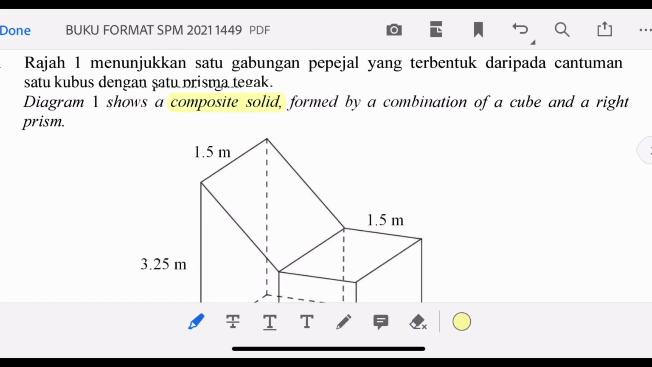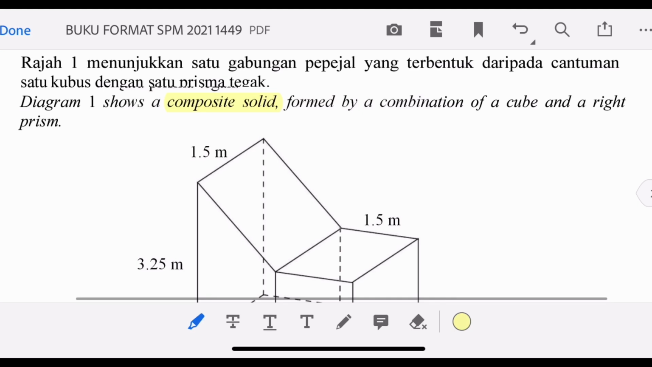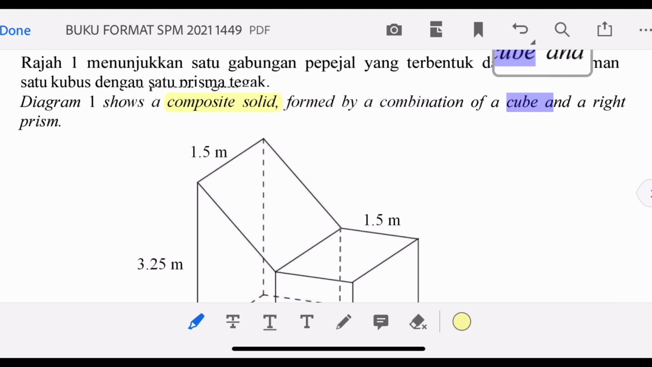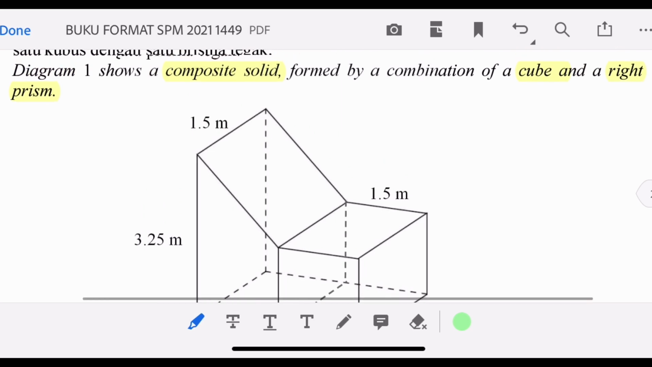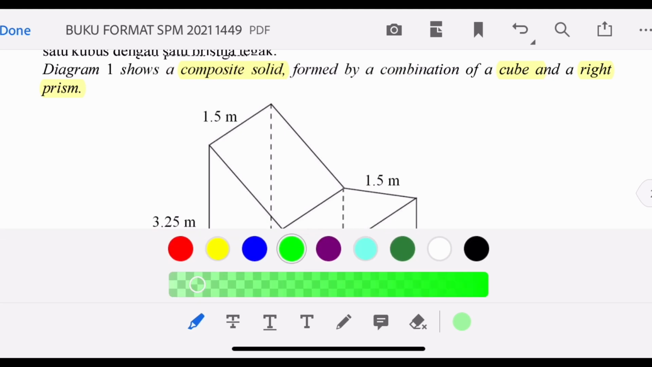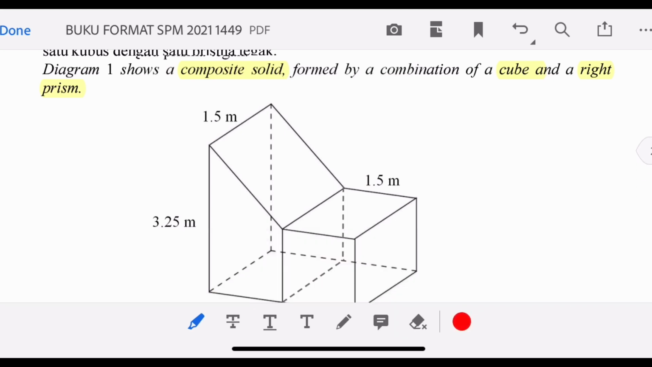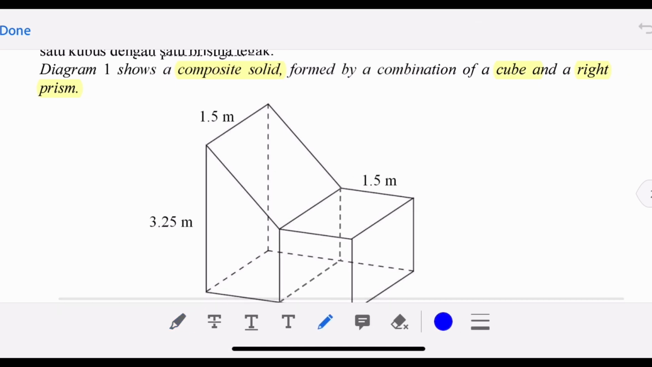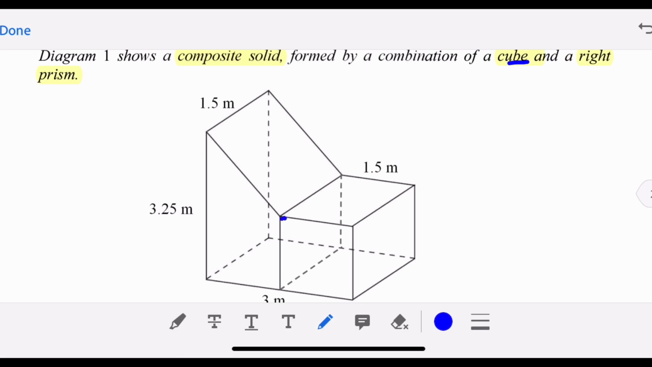I think you learned this in Form 1 or Form 2 or Form 3, I'm not sure. A composite solid means it's a combined solid. So you have a cube and you have a right prism. I'm sure they ask you about the volume. The volume for the cube is just the side times side times side, or you can say side cubed, because it's a cube. For the prism, we have A times H. We will go to the prism after this.